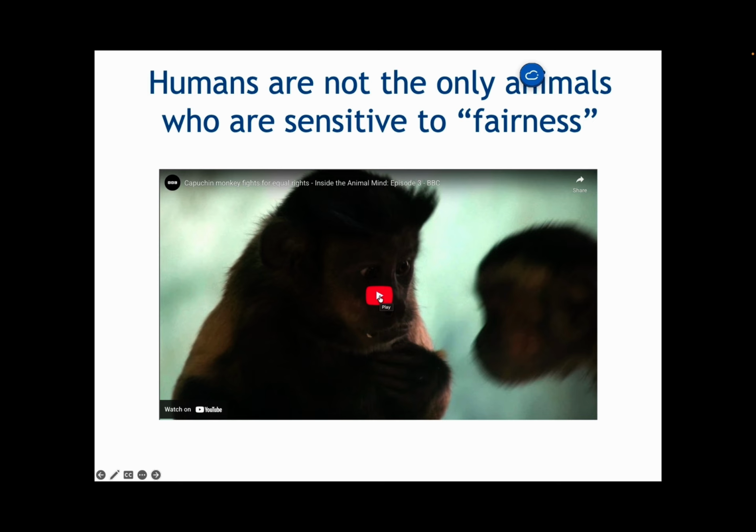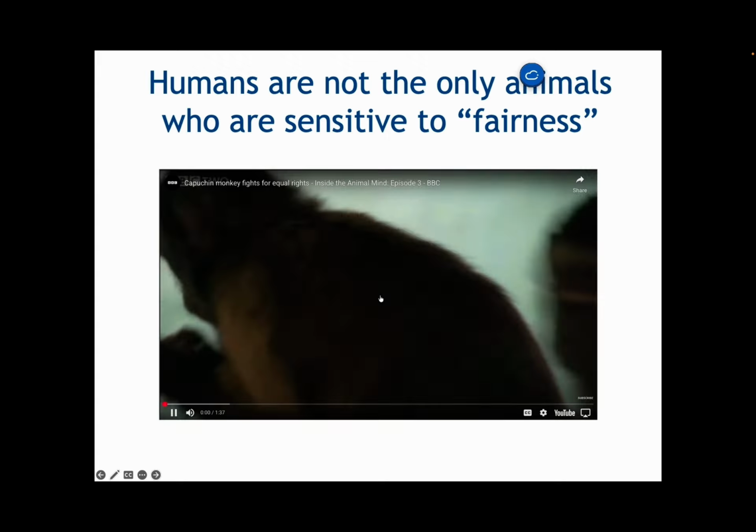And in case the narration doesn't work, they trained these monkeys to work in exchange for cucumber. So the monkeys would do a task, they'd give the researcher a little stone, the kind of work that you can expect from capuchin monkeys. And they would be rewarded with a cucumber. And everything is fine until they see that their buddy who's doing the same job is actually getting a better reward, is actually getting a grape. And then, hang on, here we go.